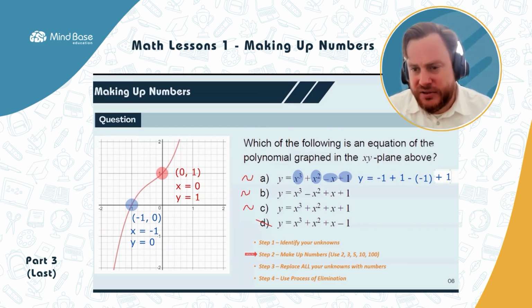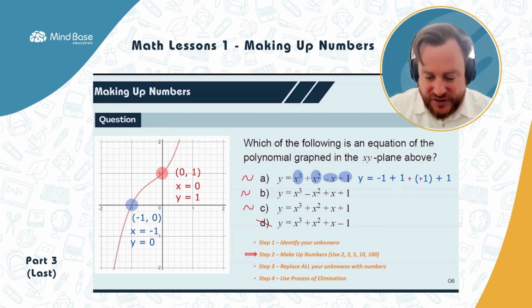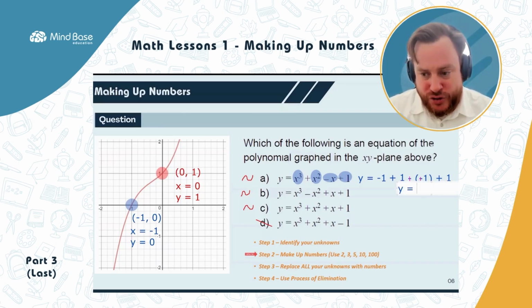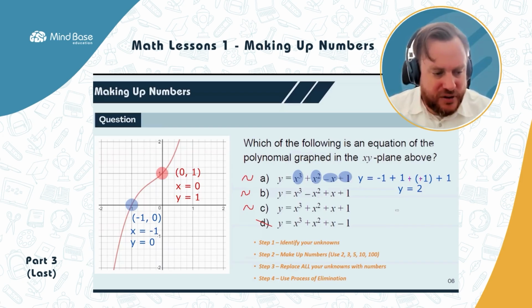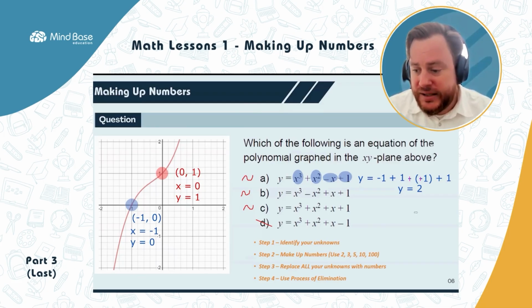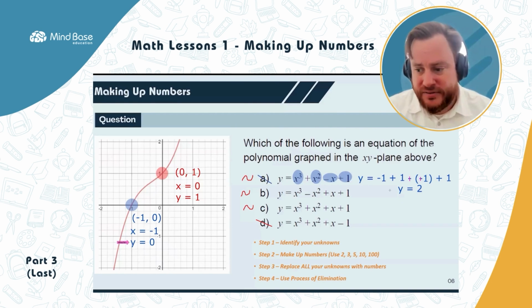-1 plus 1 is 0. But minus -1 is going to become plus. So +1 plus 1, that's going to give us a y value of 2. Now, is that what we were looking for? No. We were looking for a y value of 0. So I can now eliminate answer choice A. Good.